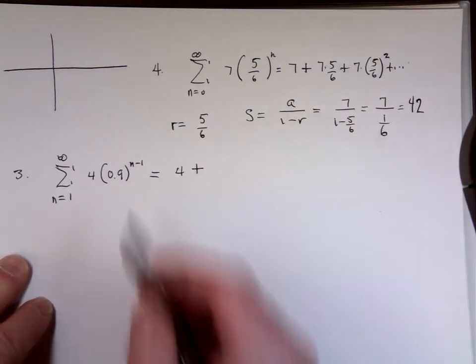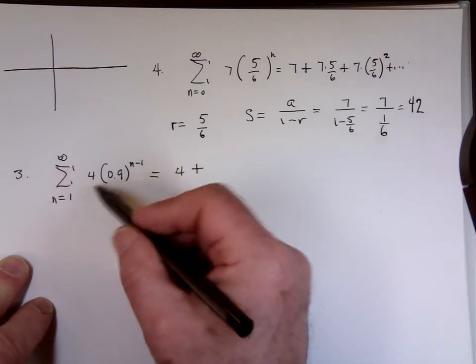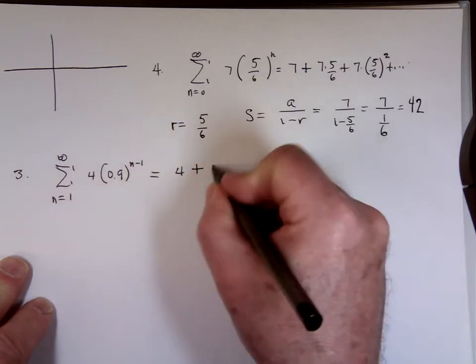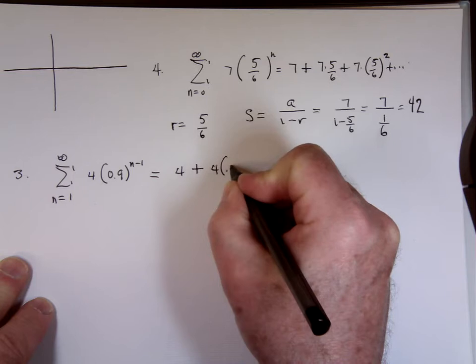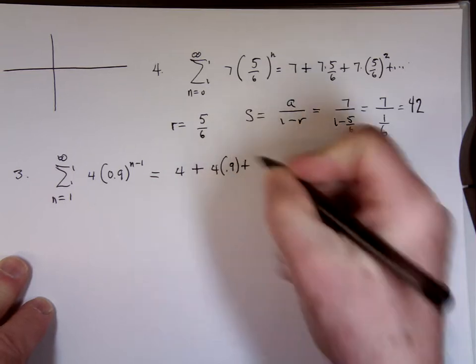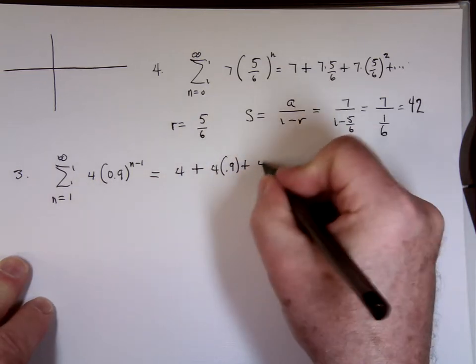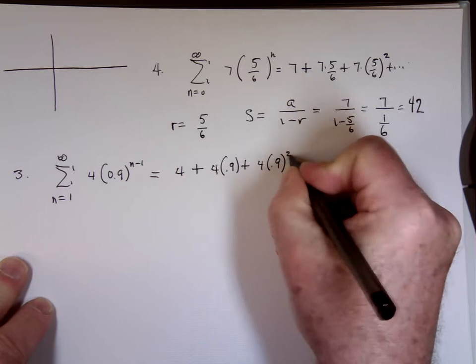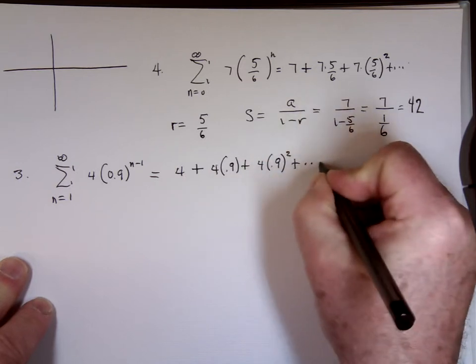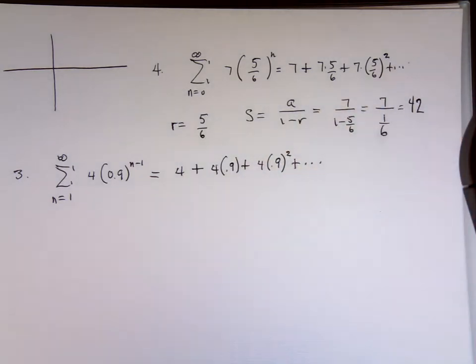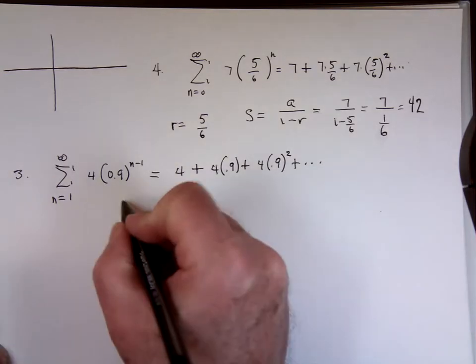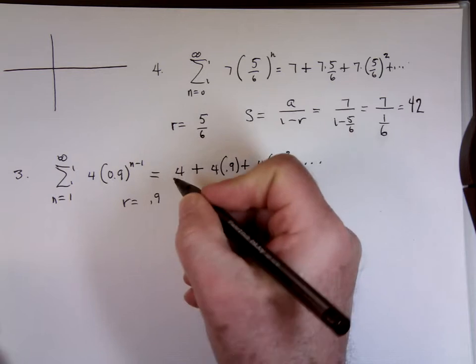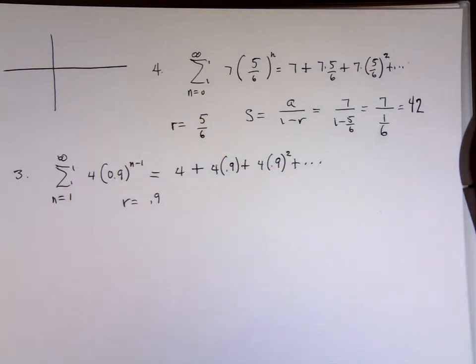All right. When n is 2, I'll have 4 times 0.9 to the first. And when n is 3, I'll have 4 times 0.9 squared, etc. Okay. That's what I'm going to have. That's my series. It's geometric. R is equal to 0.9. It has an absolute value less than 1. Consequently, this geometric series converges.